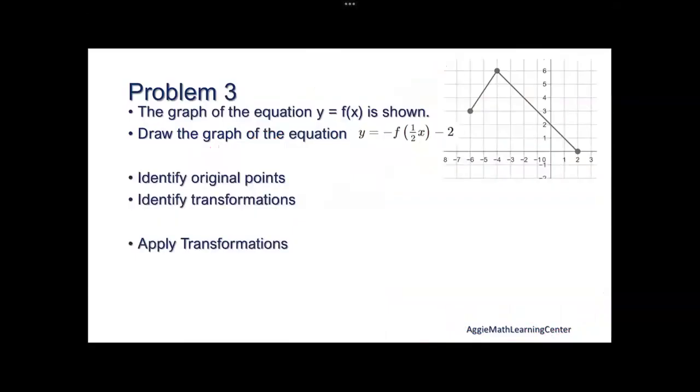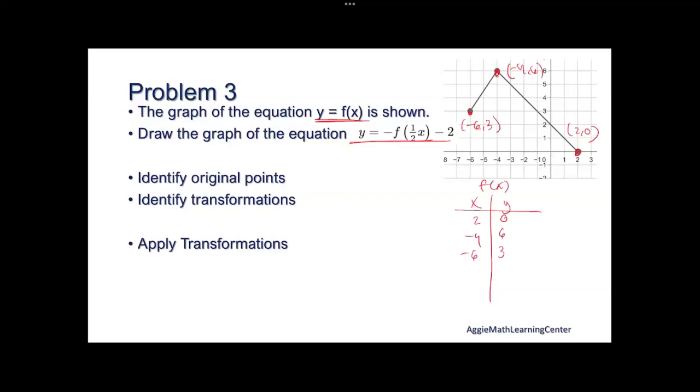Okay, moving on. The graph of the equation y equals f(x) is shown. We want to graph the equation y is equal to negative f(1/2 x) minus 2. Okay, so in this case, I'm just going to write out all of our x, y coordinates for these specific points that are graphed. We have (-6, 3), then (-4, 6), and then (2, 0). Okay? So (2, -4), (-6, 0), (6, 3).